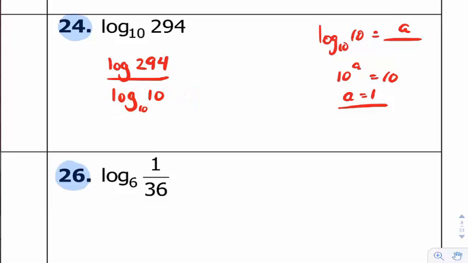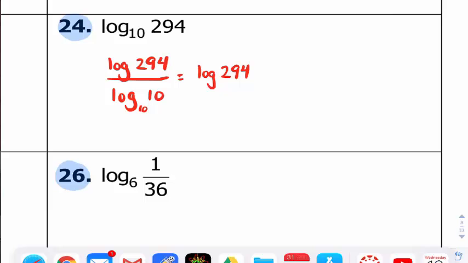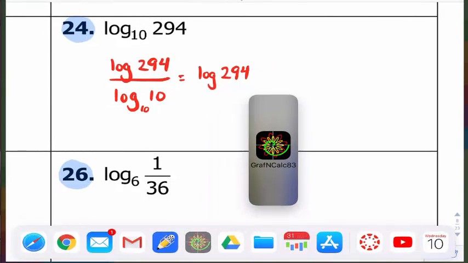It's like we have a log base 10 on our calculator. So if I was going to solve this, I'm just going to plug it in as the log of 294 on my calculator. So if you want to use the change of base formula on that, you're not going to be wrong. It's just there's no point in doing it.